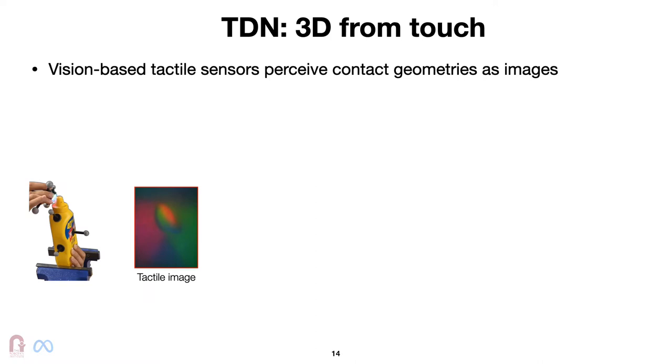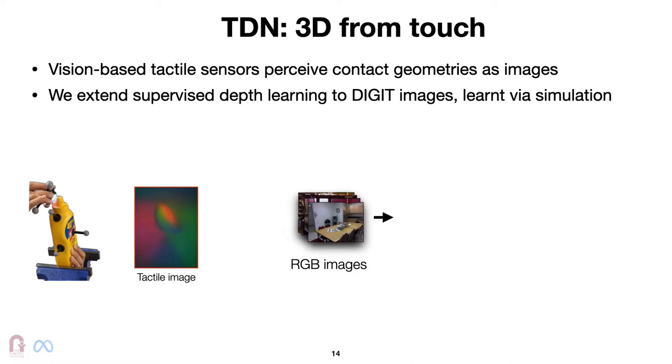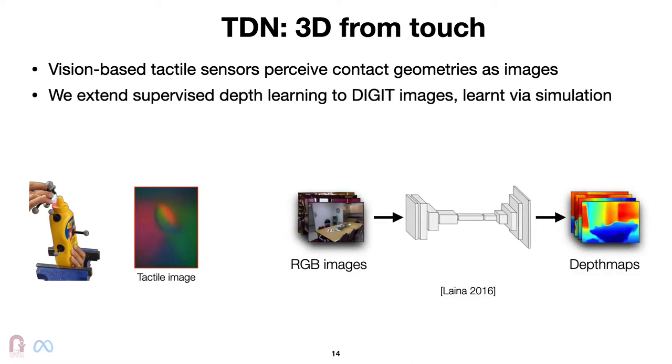Vision-based tactile sensors perceive contact geometries as images. The soft, illuminated gel pad deforms elastically on contact and is captured by an embedded camera. The success of supervised learning on RGB data motivates us to extend this towards tactile images.